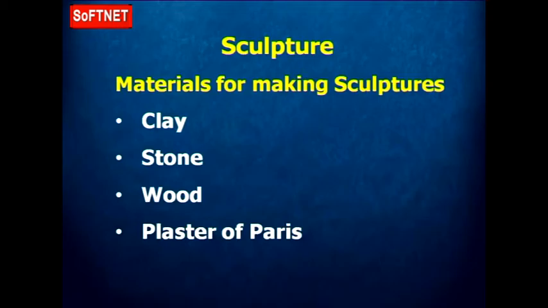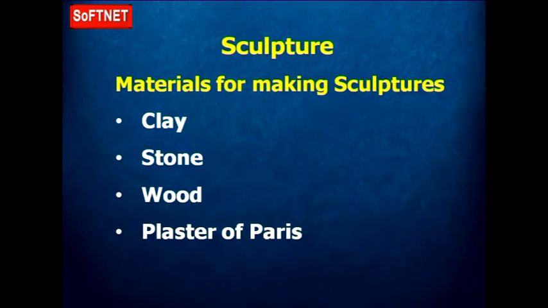So what are the materials we can use for sculpture making? Sculpture is made in clay, as we have seen. If you bake the clay, it will become a terracotta sculpture. If you don't bake the clay, and you take a mold and then cast it, you can cast it either in bronze or in wax or in other materials. So we'll see that when we come to casting.